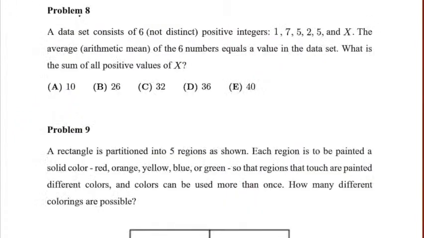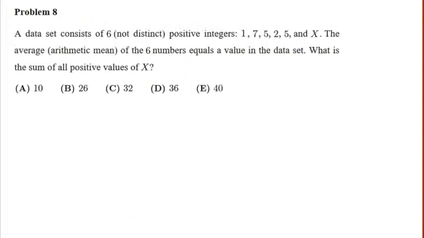AMC 10, 8-2022, problem number 8. A data set consists of 6 not necessarily distinct positive integers: 1, 7, 5, 2, 5, and x. The average, arithmetic mean, of the 6 numbers equals a value in the data set. What is the sum of all positive values of x?